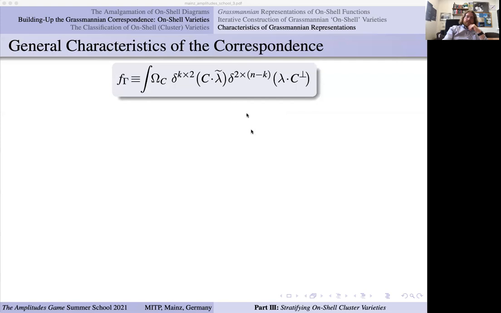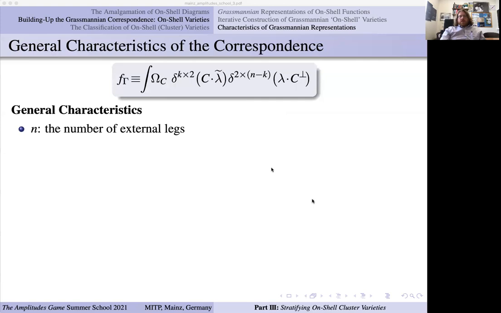So let's just enumerate some general characteristics of this correspondence, the different parameters that appear in this formula. N: the size, this matrix C is a K by N matrix. N is the number of external legs, obvious enough. K is the number of sources in a perfectly oriented version of the graph. And for a trivalent graph, it's 2 sources per blue vertex plus 1 source per white vertex minus 1 for every internal edge. So this is the formula for K.